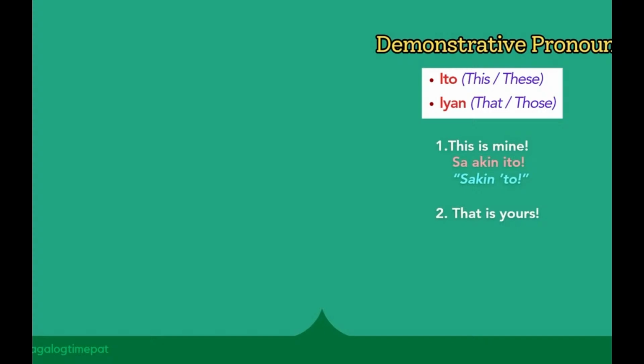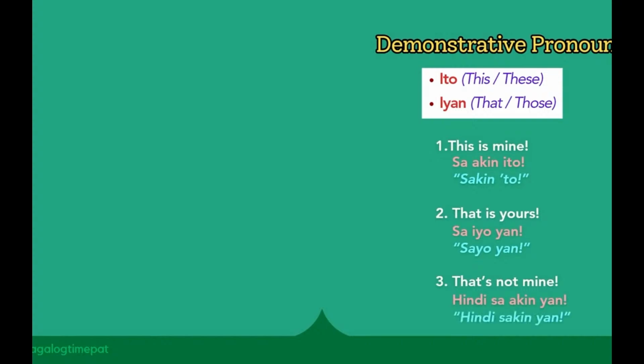That is yours is sa iyo yan. Sa iyo yan. So the pronoun goes first, and then it's the demonstrative pronoun. You might hear sa'yo yan. Sa'yo yan. And then lastly, that's not mine. Again, negating the thought. It would be hindi sa akin yan. Hindi sa akin yan. Or hindi sa akin yan. Hindi sa akin yan.